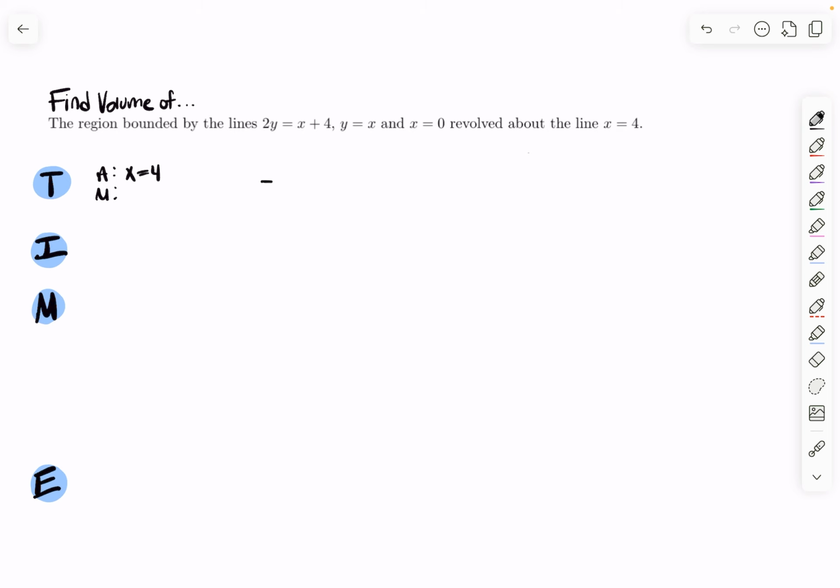Well, I like to work backwards. I like to determine what I would prefer my entire problem to be in terms of. And how do I determine that? I look at the curves. What are they in terms of? They are in terms of x.